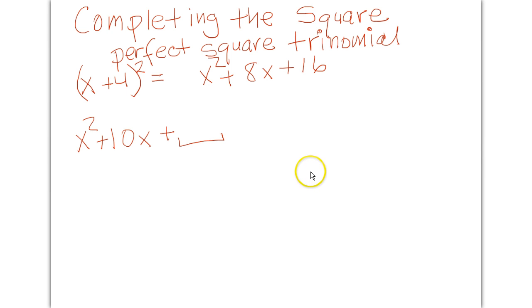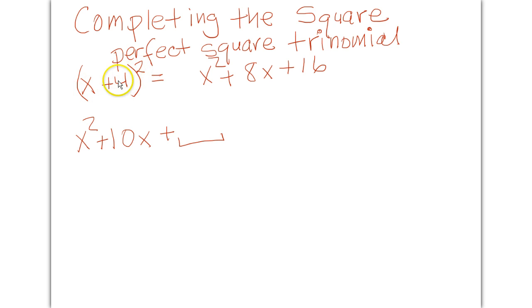This is just going to be a short lesson on completing the square. Now, this is a common phrase you hear in algebra, and it refers to a perfect square trinomial. And you may recall you get a perfect square trinomial by squaring a binomial.